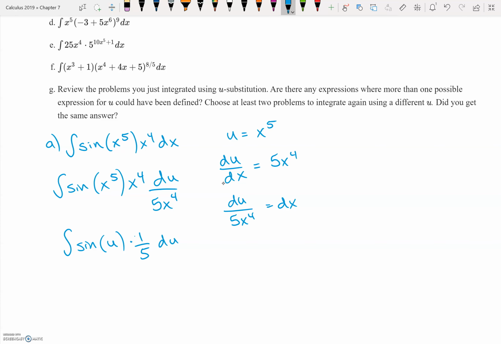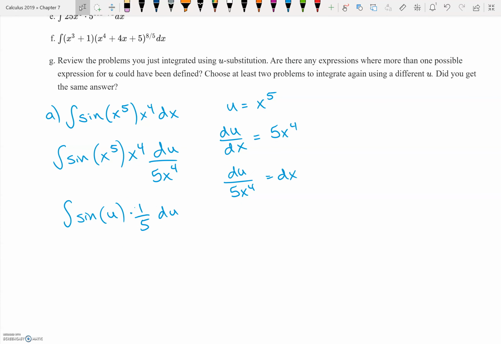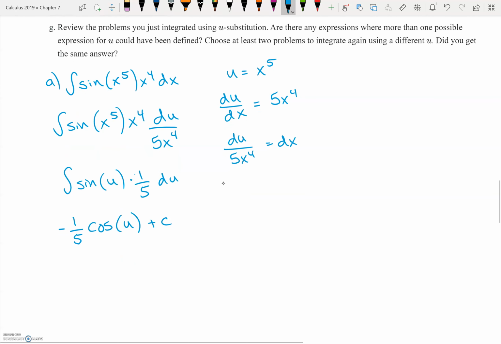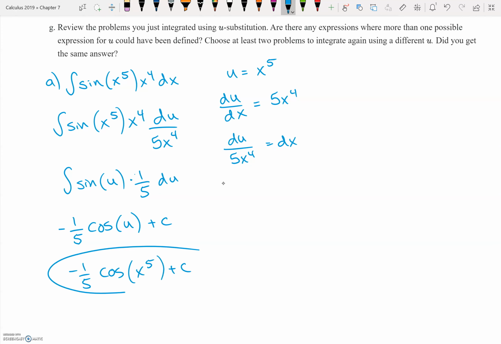So what is the integral of 1/5 sine of u? And that will be cosine u times a fifth. But its negative cosine turns into sine, so it'll be negative. And it'll say plus c, because we have an indefinite integral. Next, we are going to replace u. U is x to the fifth. So our final answer is -1/5 cosine x to the fifth plus c.